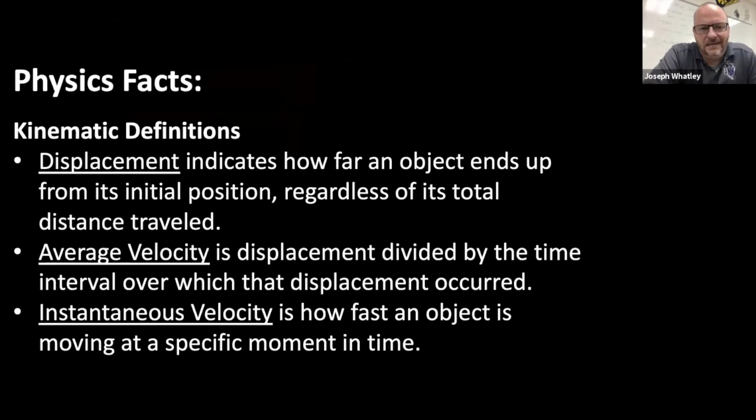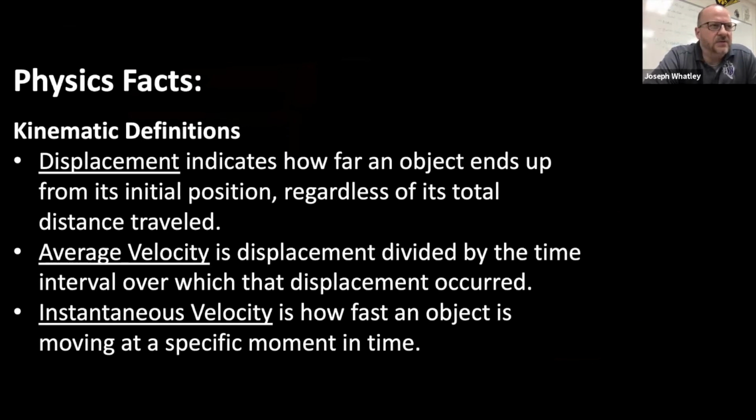They are kinematic definitions. Displacement indicates how far an object ends up from its initial position, regardless of its total distance traveled. Average velocity is the displacement divided by the time interval over which the displacement occurred. Compared to instantaneous velocity, which is how fast an object is moving at a specific moment in time.